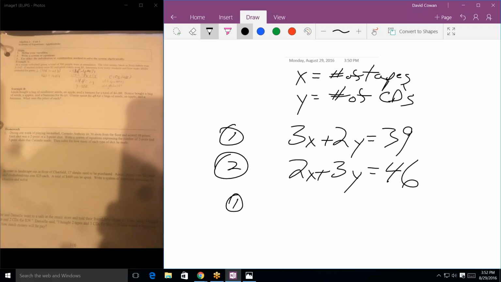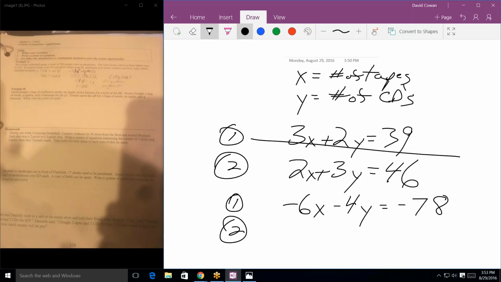Okay. So give me a multiply equation 1. So equation 1, you can multiply it by -2. You can multiply equation 2 just by 3. So 6x equals -4y equals -78, yeah. And then number 2, we're going to multiply by +3. So you'd have 6x plus 9y equals 46 by 3.